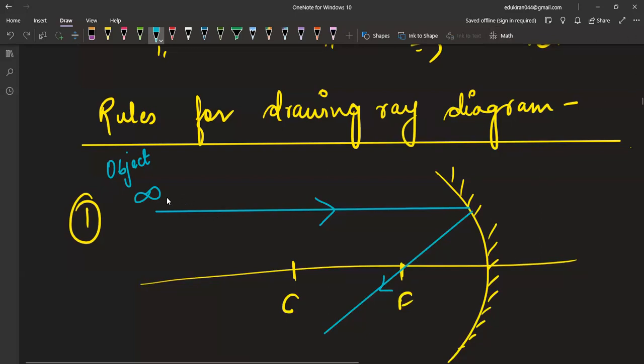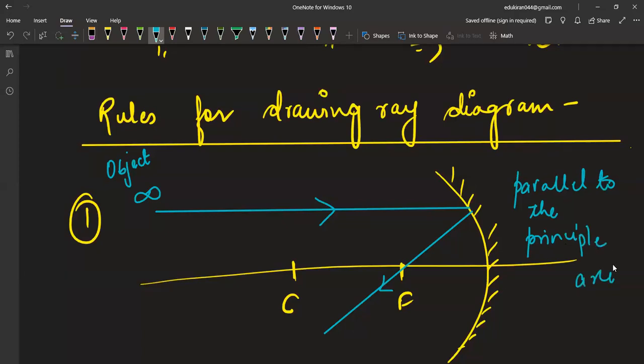Fine. What is the condition for it to pass? Ma'am, always it will pass through the focus. Yes, if the object is present at infinity and light rays are parallel to the principal axis. Let me mention this also: parallel to the principal axis. Also, the object is already there at infinity.